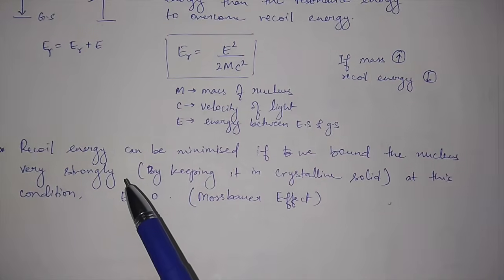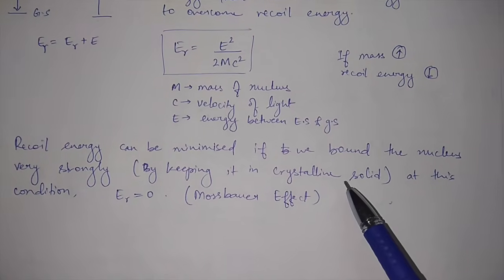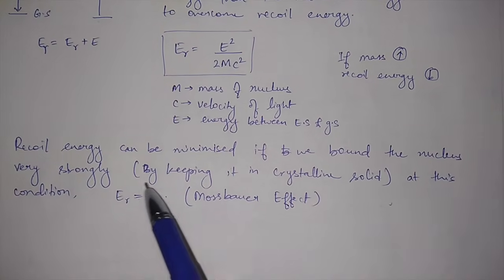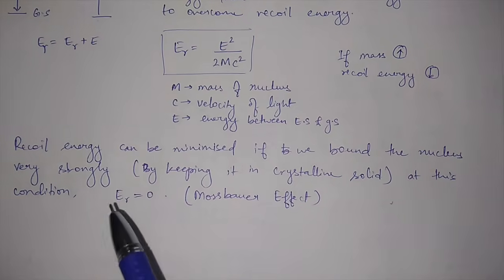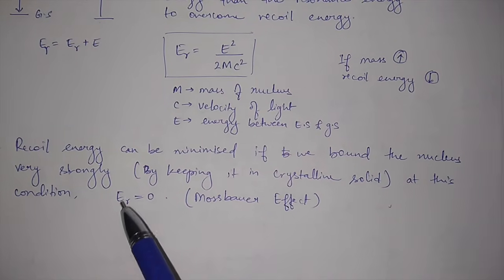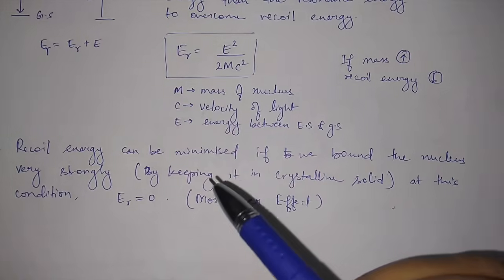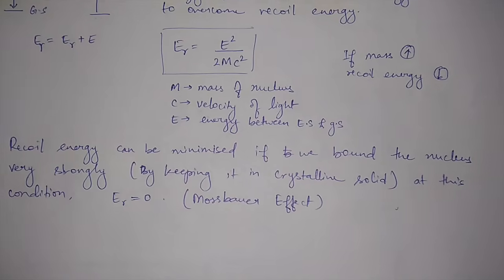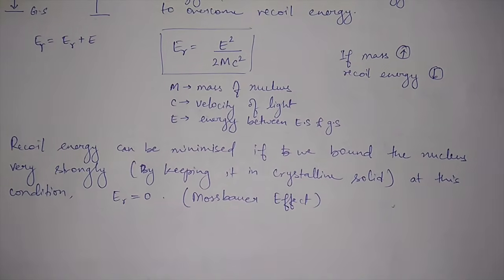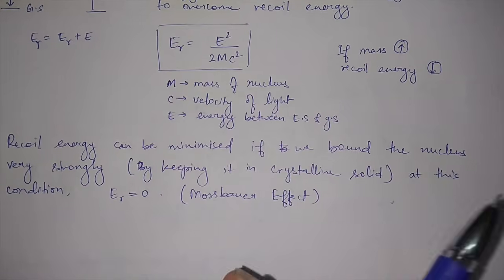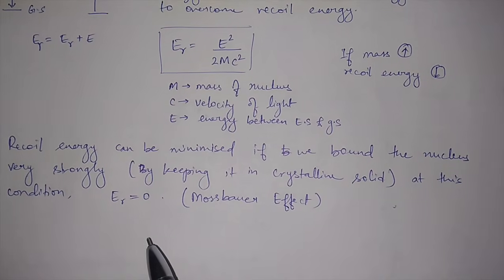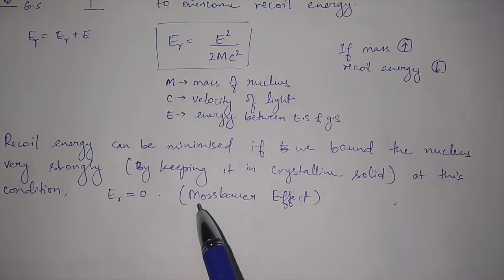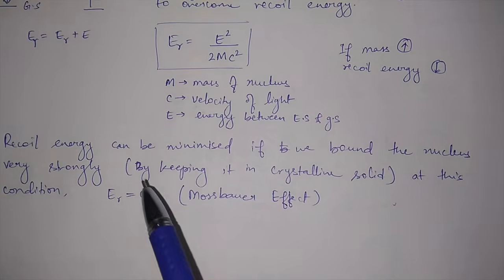So how can we bind the nucleus very strongly? By keeping it in a crystalline solid. So that's what the Mossbauer effect says, that if you can minimize the recoil energy and make it equal to zero, at that time whatever gamma energy comes will be utilized only in making the transition, only in making the resonance, and at that time it is called the Mossbauer effect. And that's what Mossbauer recorded.